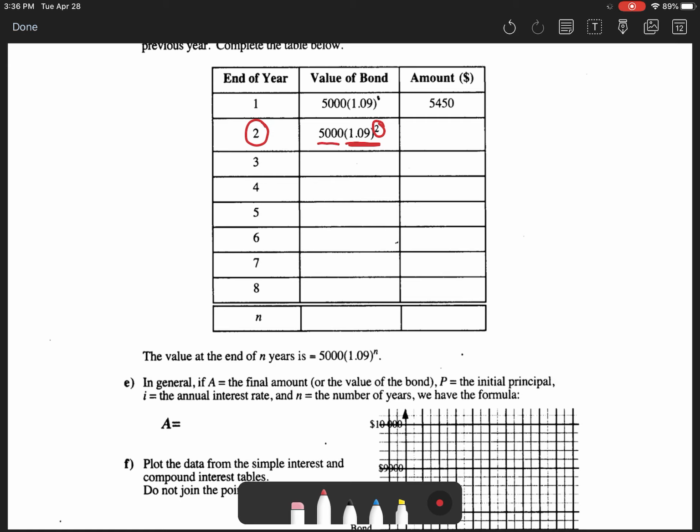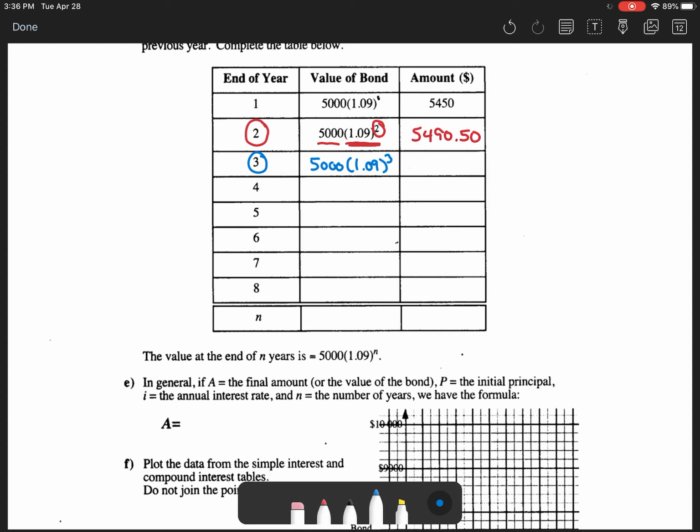Now, at the end of year 2, again, year 2, 1.09 squared. What you want to make sure you do is you do this calculation first. You want to go 1.09 to the exponent of 2 first, and then take that value and multiply by 5,000. The reason being is that exponent of 2 only belongs to the 1.09. So I want to go 1.09 to the exponent of 2, take that value, and then multiply by 5,000. So when I get that final amount, it's $5,490.50.